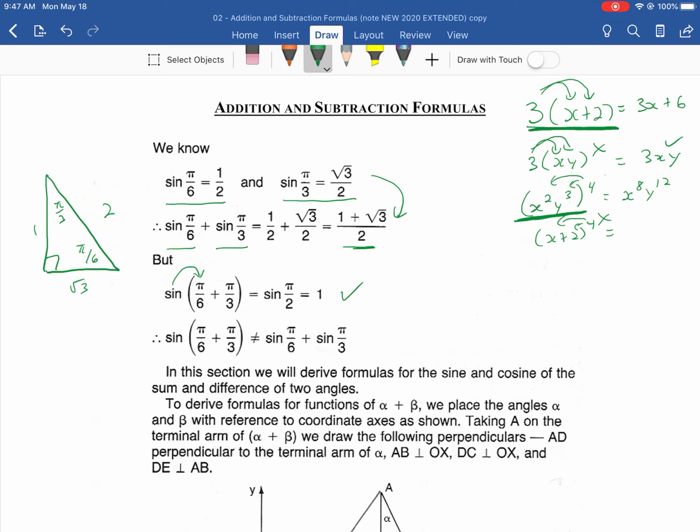You can't just distribute these things. When you're adding sine, you can't just go sine of pi over 6 plus sine of pi over 3, because you'd get 1 plus root 3 over 2. But the actual answer isn't that. It's 1. All of that to establish that you cannot do this. This is a no-no with sine. You cannot take sine and just distribute over addition. You don't get right answers.